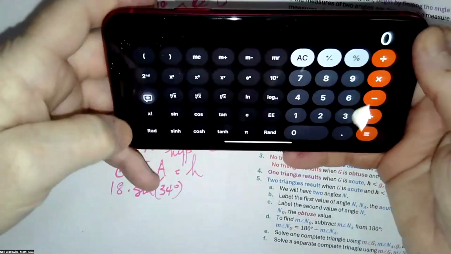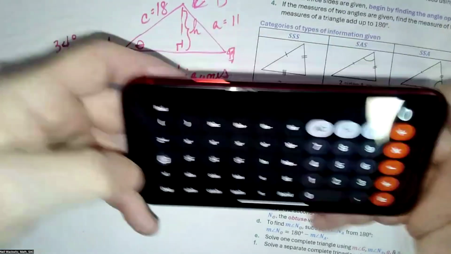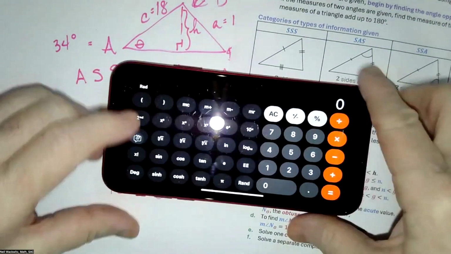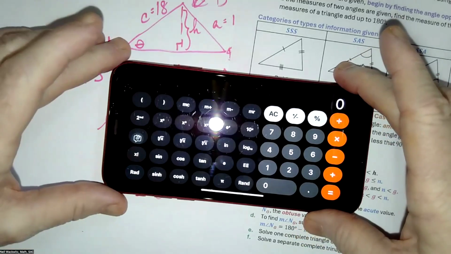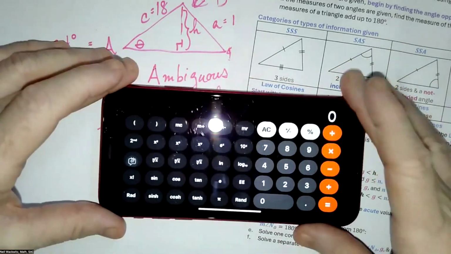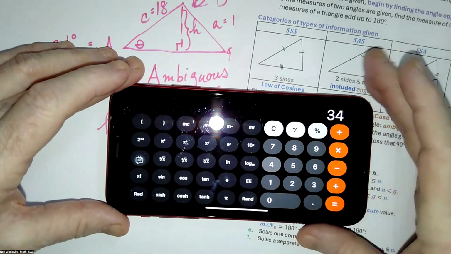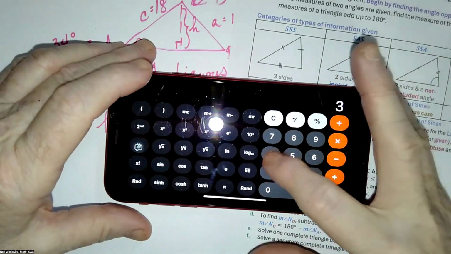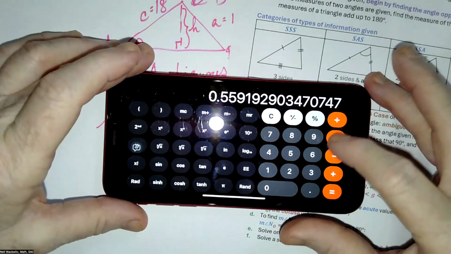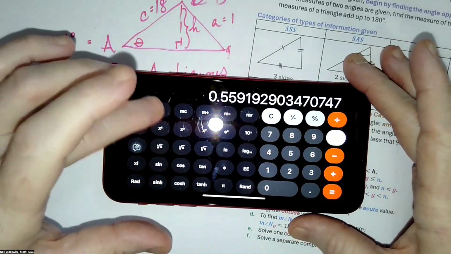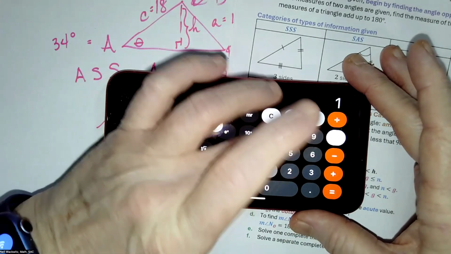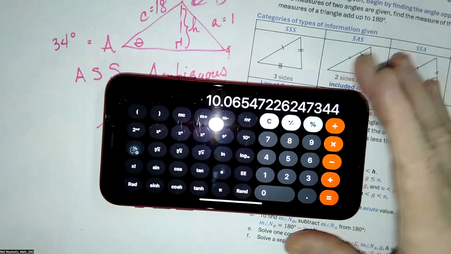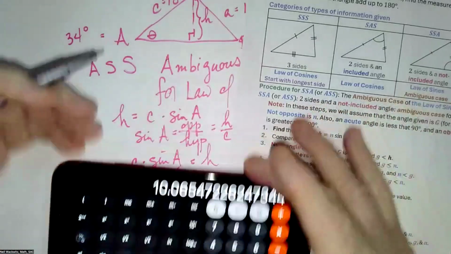I want to make sure that I'm in degrees. For mine, if I'm in radians, radians actually shows up, so otherwise I'm in degrees. And I want to find the sine of 34 and multiply that by 18. We get 10.1. So h here is 10.1.